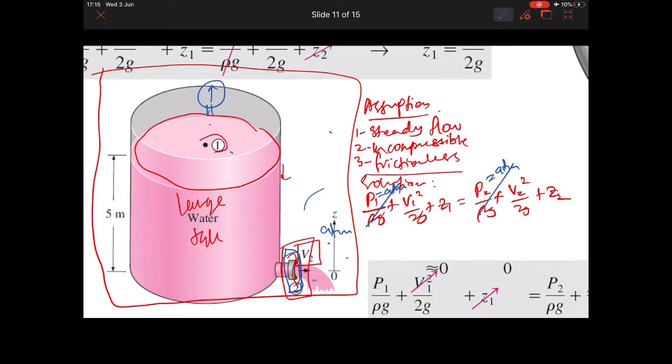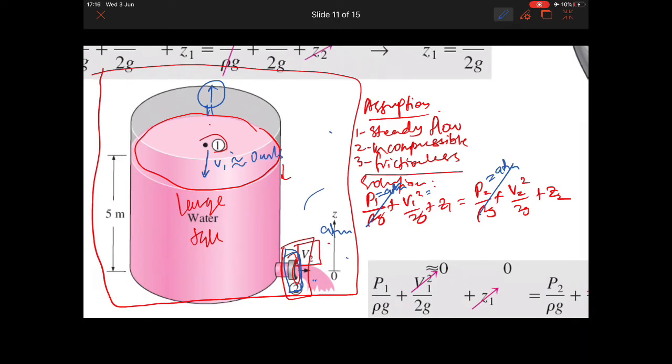Velocity at point 2, definitely we know that it has to be a specific number or value because we want to calculate the velocity of water that is flowing out. However, velocity at point 1 is quite tricky. What is the velocity at point 1? Velocity at point 1 is actually the water decreasing over time. Whenever the water is decreasing over time, it's actually very slow and almost 0 meter per second.